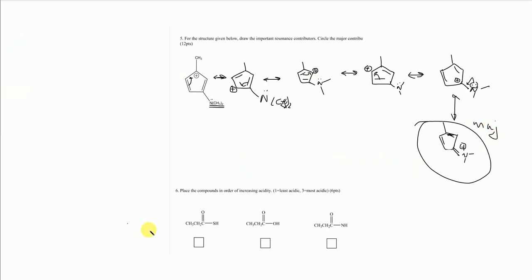All right. Now place the compounds in order of increasing acidity. So now I just deprotonate every single one. So this is S minus. This is O minus. And then this is a very easy one, and this is N minus. Okay, so now I'm just comparing atoms. So what's better, oxygen or nitrogen with the negative charge? Oxygen, right? And nitrogen is the worst. Okay, so this is 1, this is 2, this is 3, right?